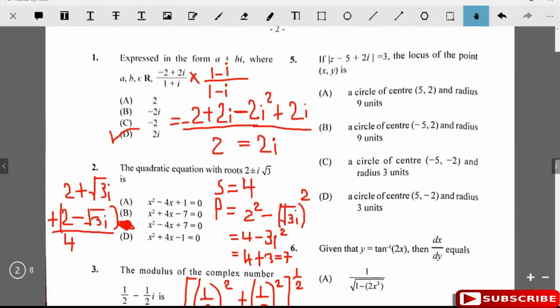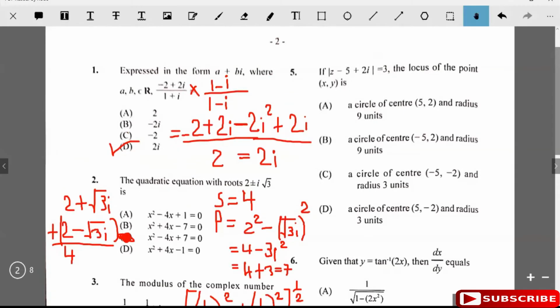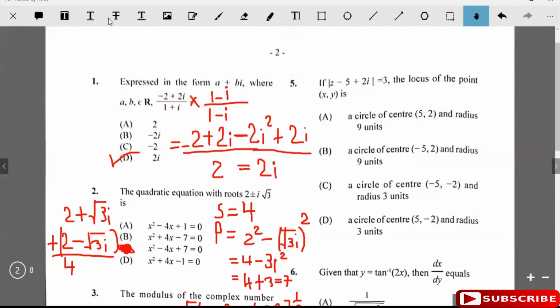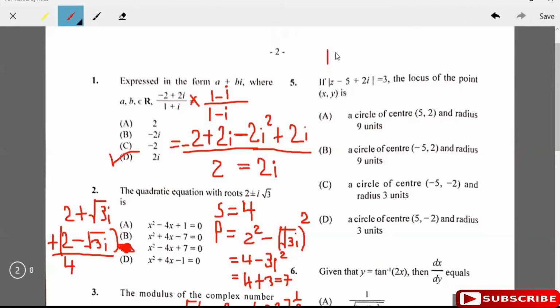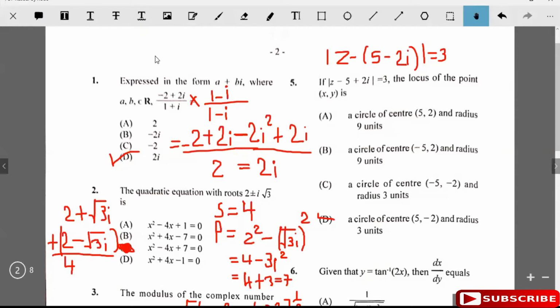Easy question. Question 5. It says if the modulus of z minus 5 plus 2i equals 3, what is the locus? The center is going to be 5 and -2, with a radius of 3 units. It can be written as z minus 5 minus 2i. Remember, always put z minus a. Very good, Cheyenne. So yes, the center is 5 and minus 2. That's option D. Easy.